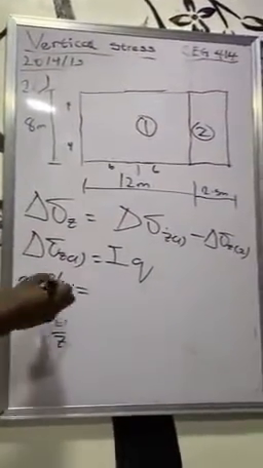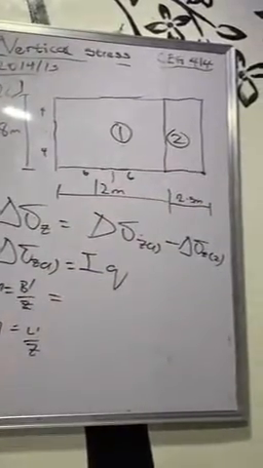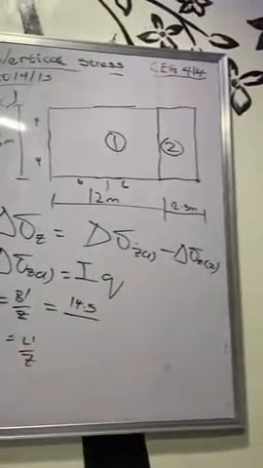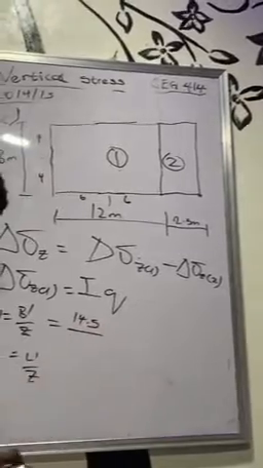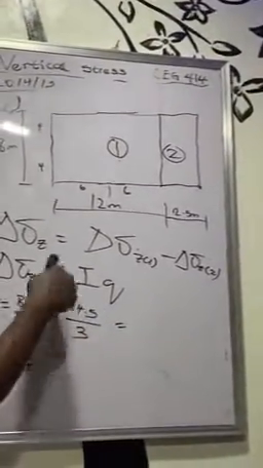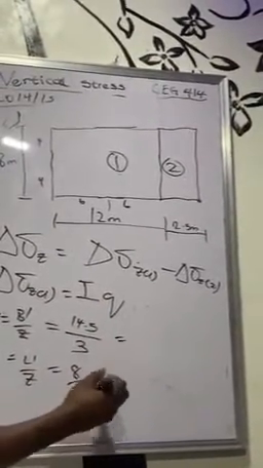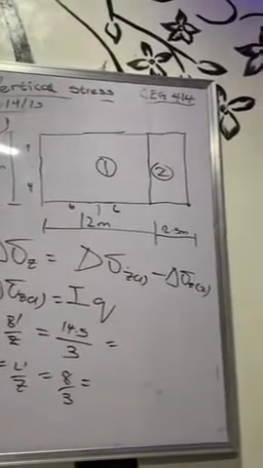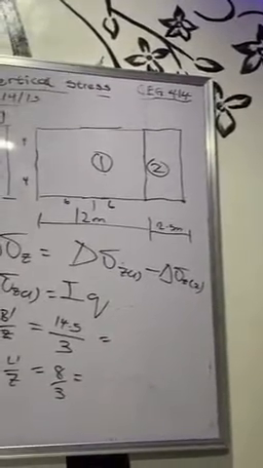So let's say my breadth for this long rectangle will be 12.2.5. Let's take it at the edge. 12.2.5 is 14.5, all divided by, what's my Z? The depth was given as 3 meters, right? Yeah, 3 meters. And this second part will be 8 divided by 3, which should give 2.67.